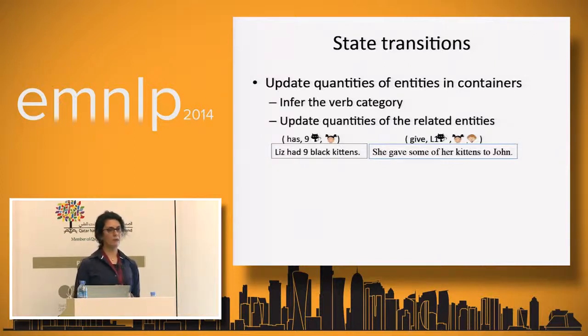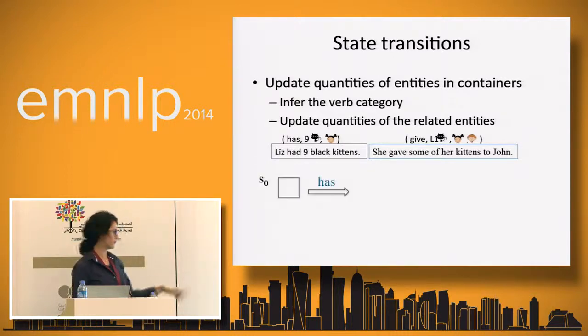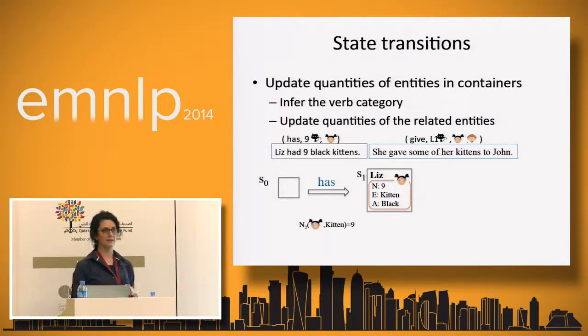So now, given we know the verb categories, we want to update and build these state transitions. And the idea is as follows. We have our sentences in the story. At the beginning, we build the grounding entities, the containers and verbs, and now we are using our predictions. So for example, we predict that has is an initialization verb. Therefore, we update the state of the world as follows. We put 9 kittens in the Liz container.